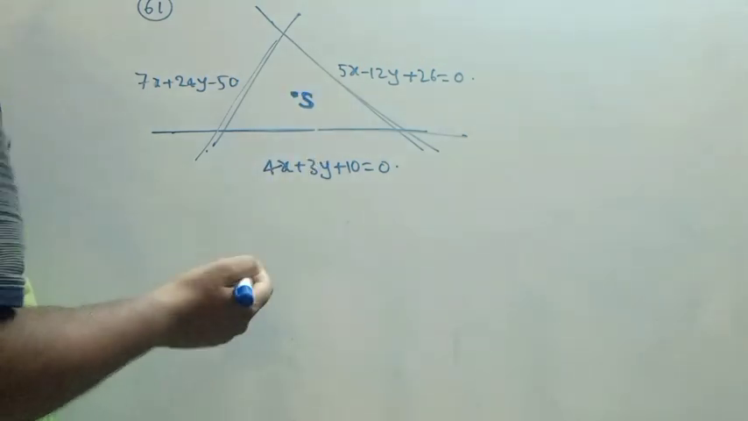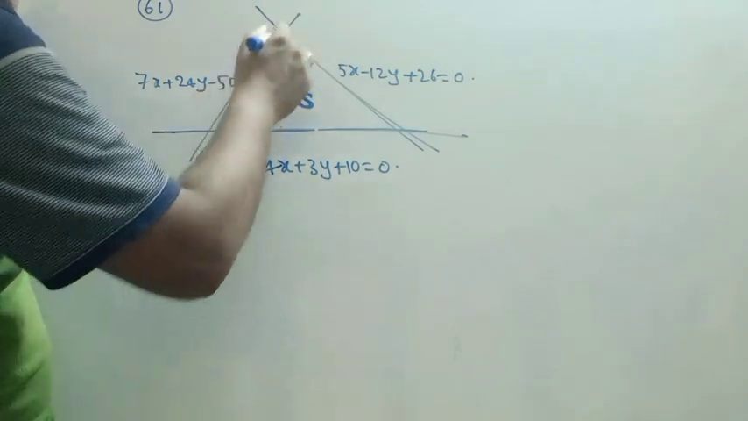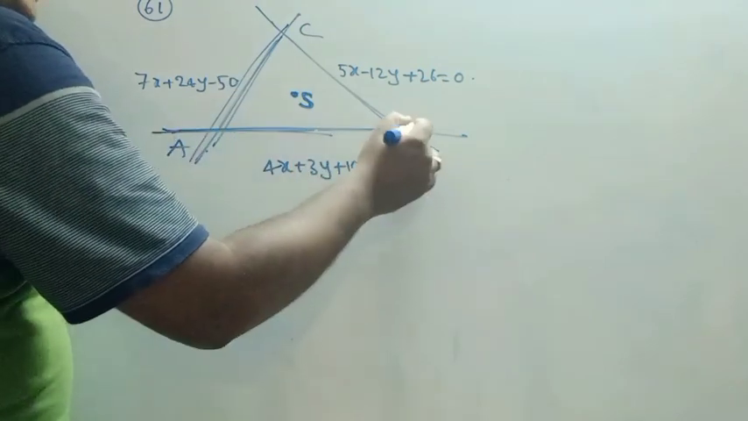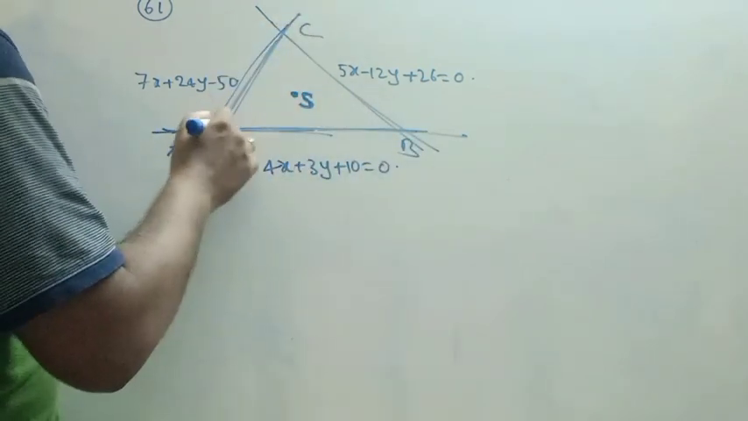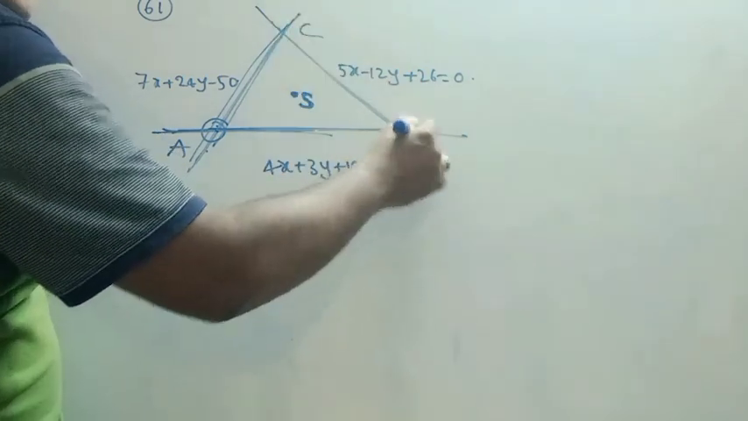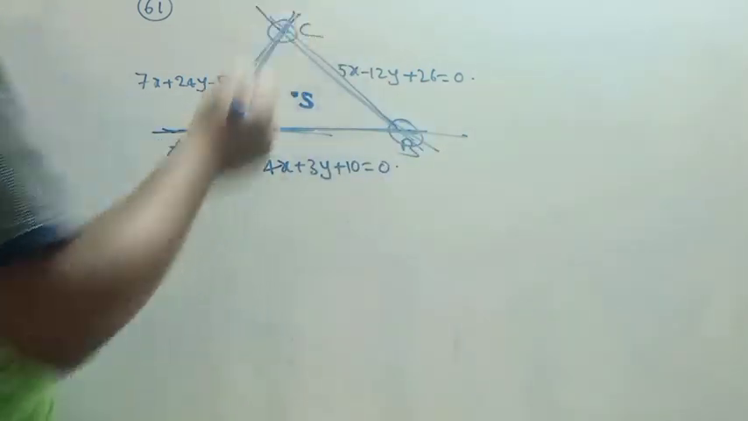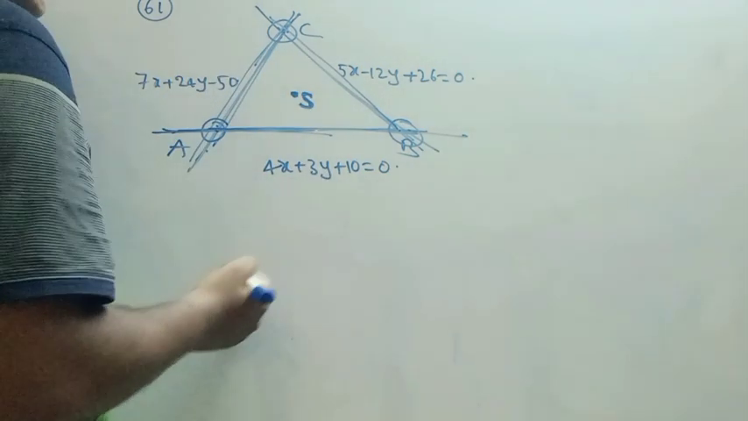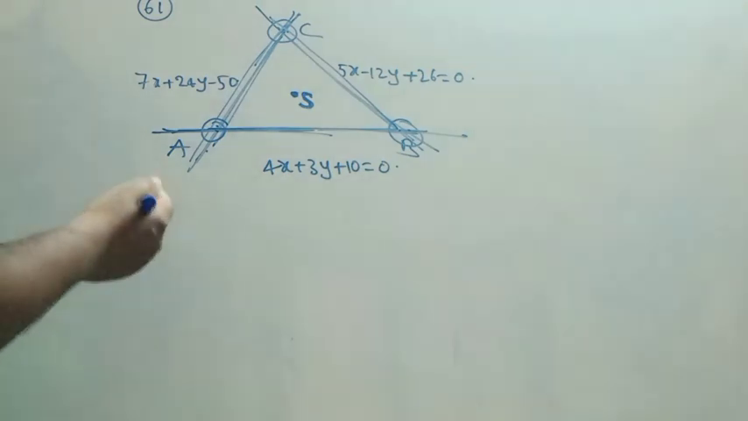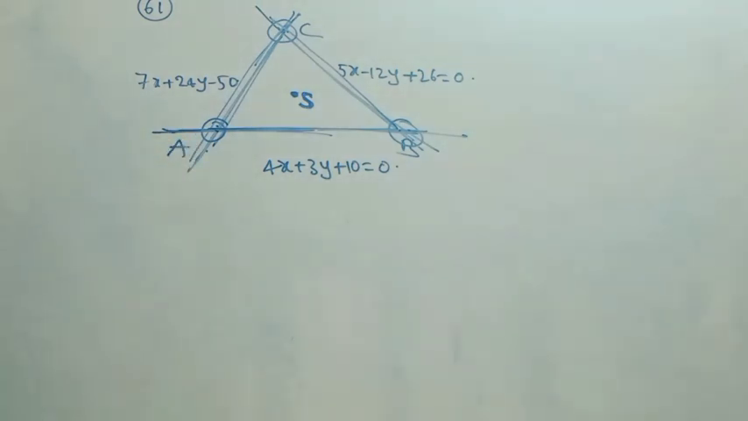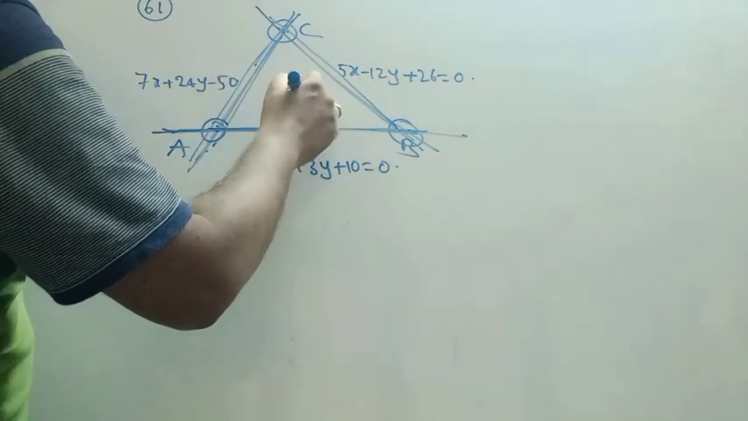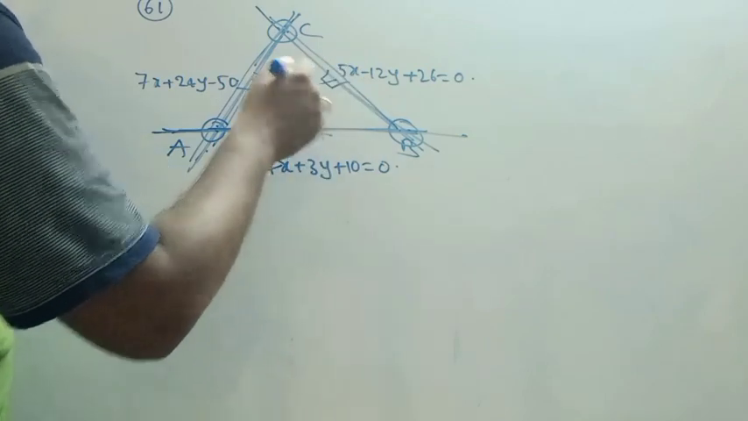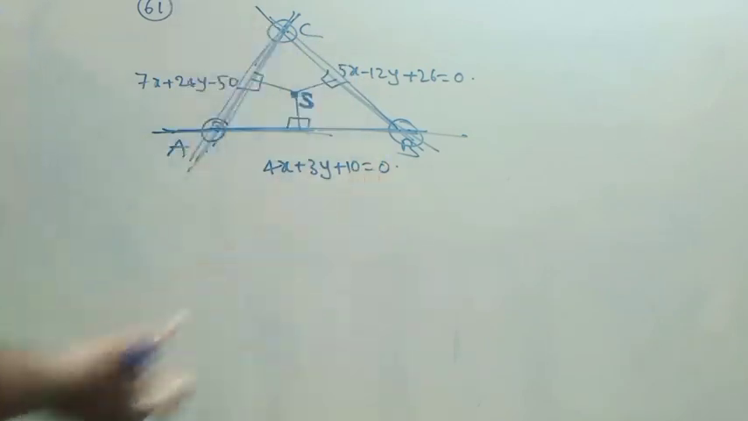You know how to find the circumcenter. Just find the point of intersection of these lines. Suppose this is A, B, C. The point of intersection of AB and CA will give you vertex A, the point of intersection of AB and BC will give you vertex B, and this and this will give you vertex C. Now, from the options, you take a point and find the perpendicular distances. The point which is equidistant from all the lines is the circumcenter.